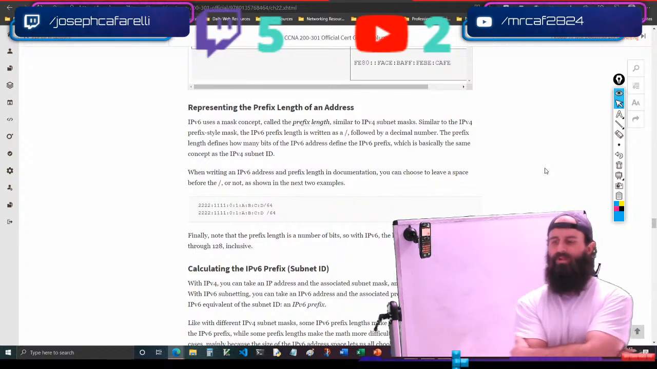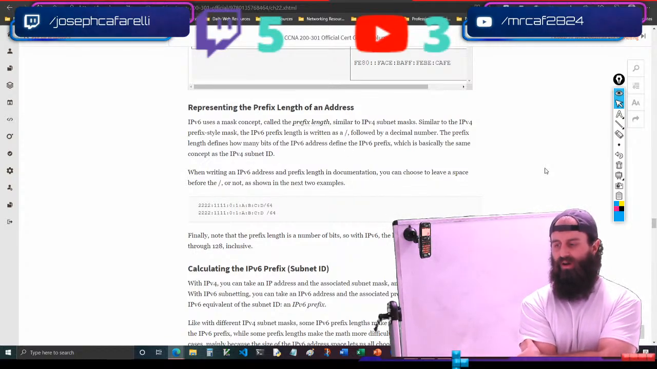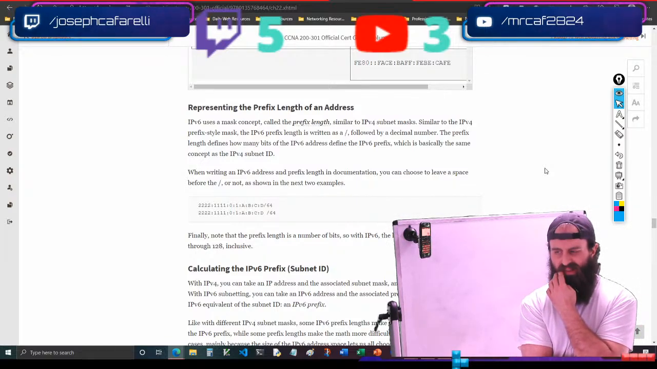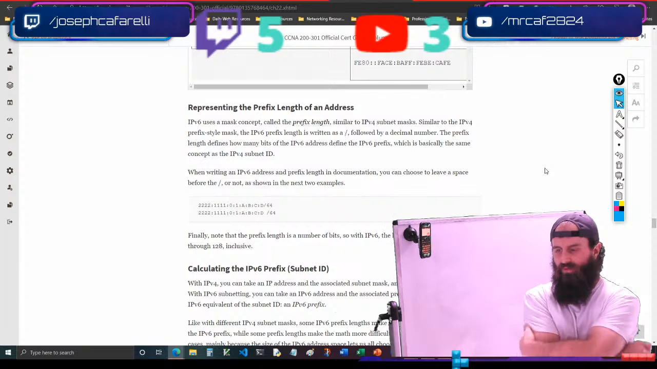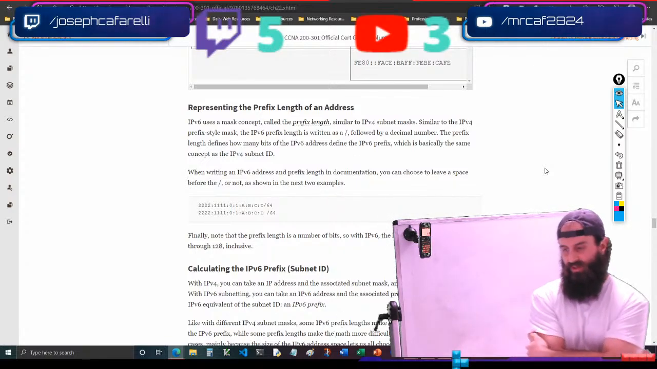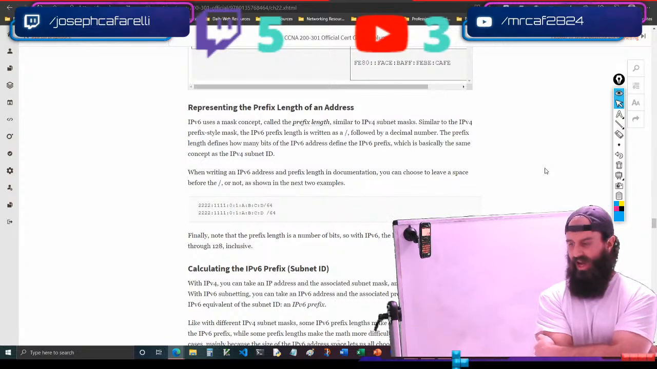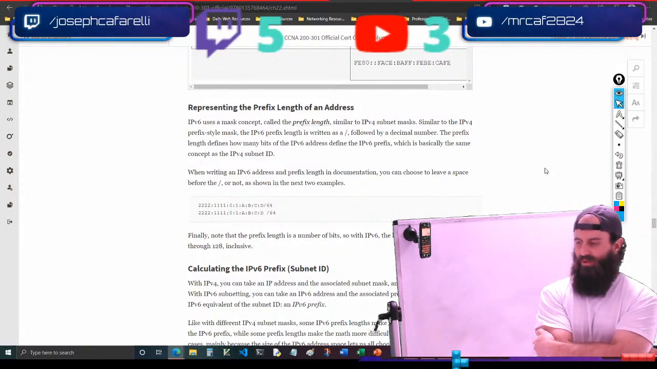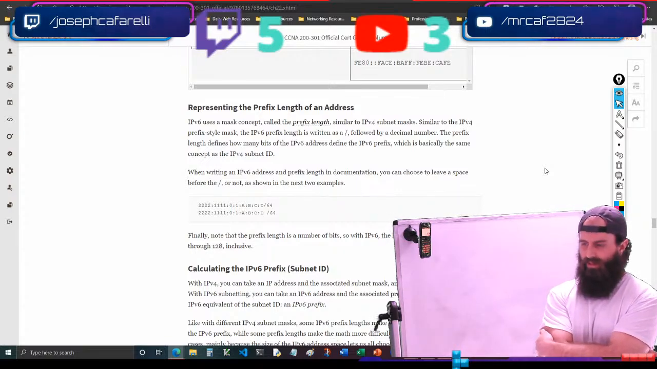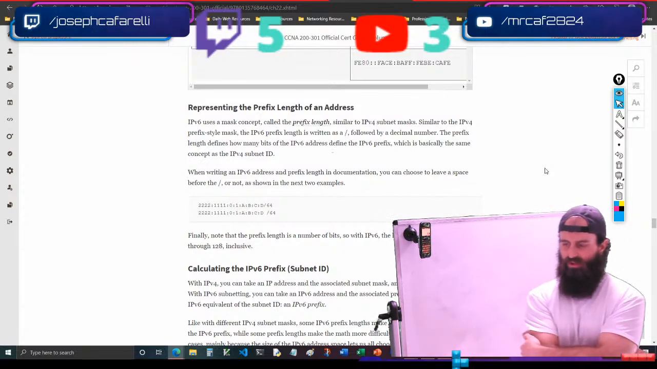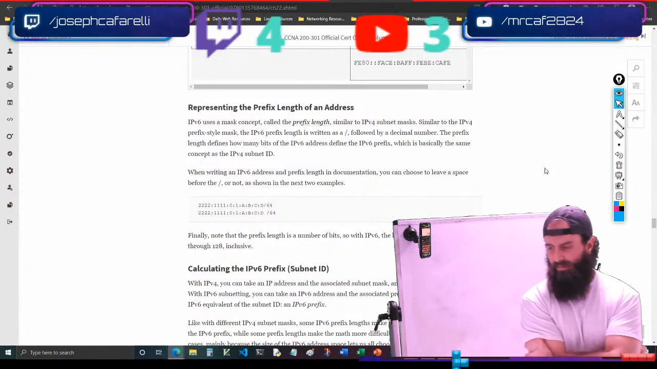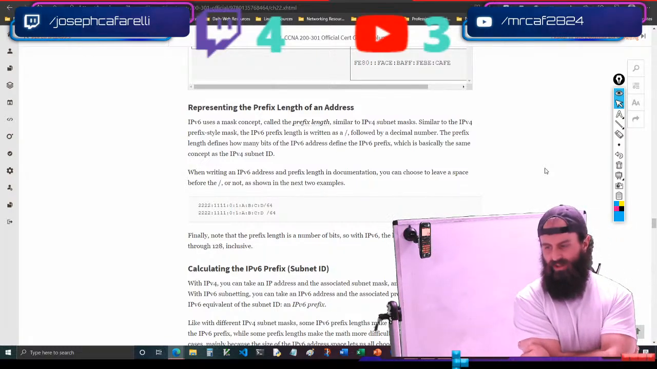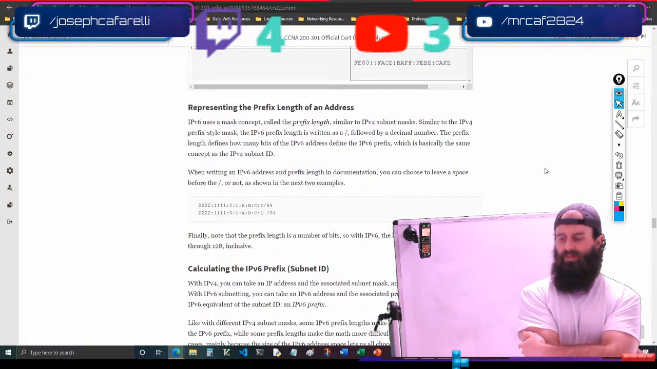All right, representing the prefix length of an address, IPv6 uses a mask concept called prefix length. Similar to the IPv4 subnet mask, similar to the IPv4 prefix style mask, the IPv6 prefix length is written as a slash, followed by a decimal number. The prefix length defines how many bits of an IPv6 address defines the IPv6 prefix, which is basically the same concept as the IPv4 subnet ID.